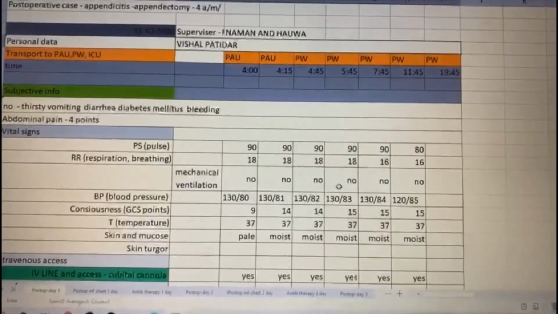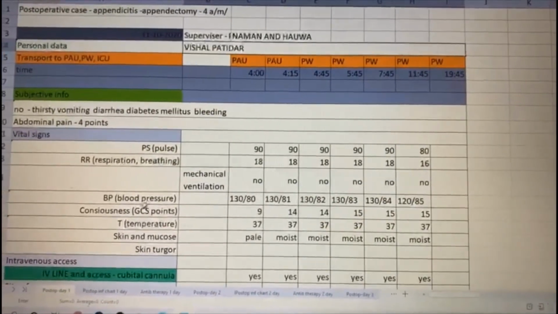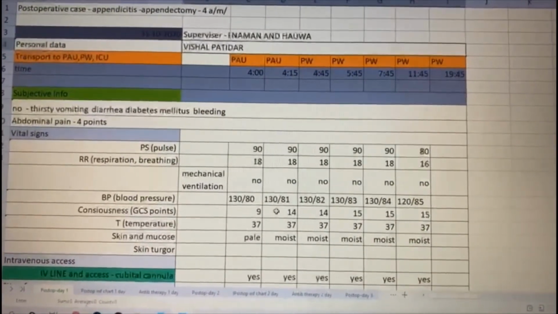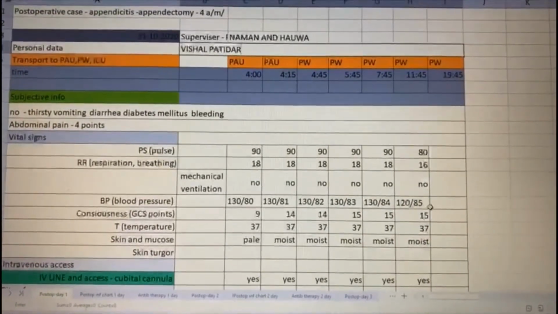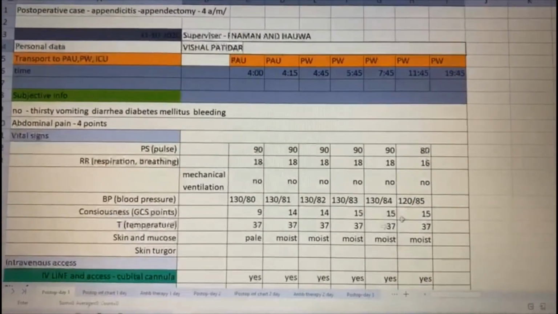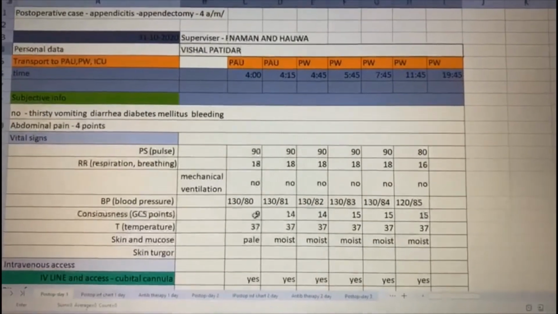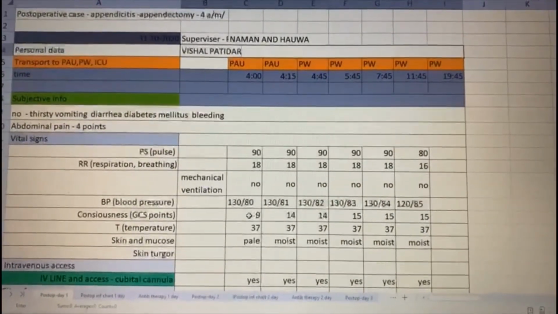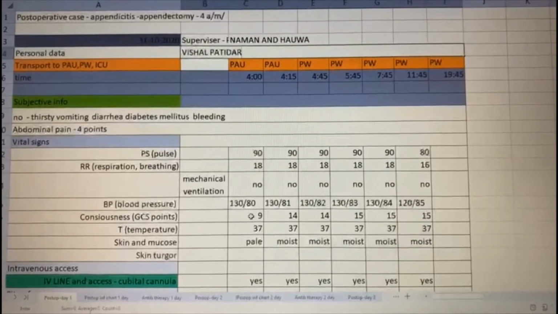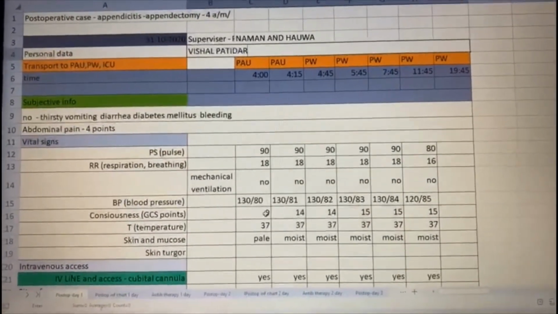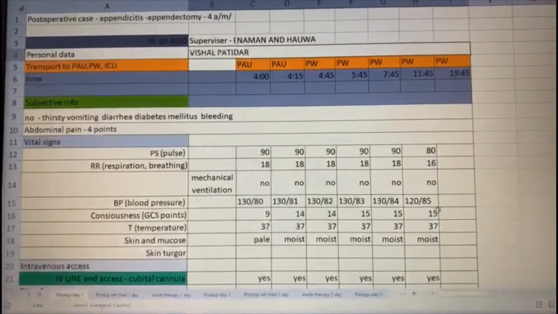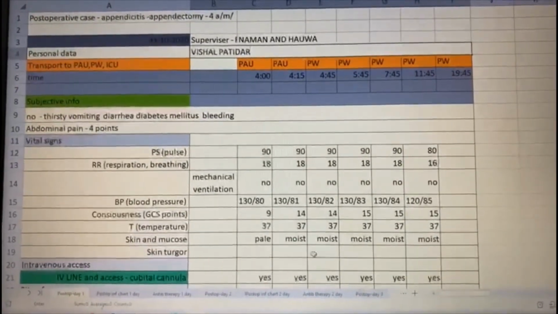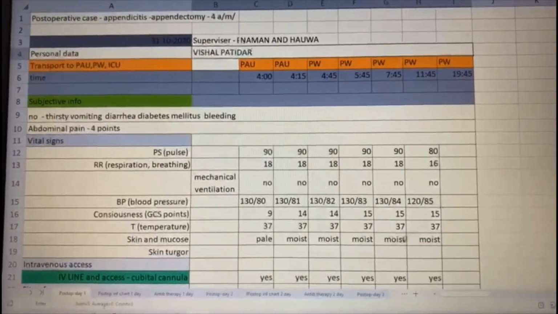There was no mechanical ventilation. The blood pressure was 130/80 in the early morning just after the surgery, and then at 11:45 it was 120/85. The consciousness in the morning, just after the surgery, was 9 because the patient had anesthesia, so because of it the consciousness was low. After that, till 11:45 it reached 15. That's good. Then the temperature was 37, normal.